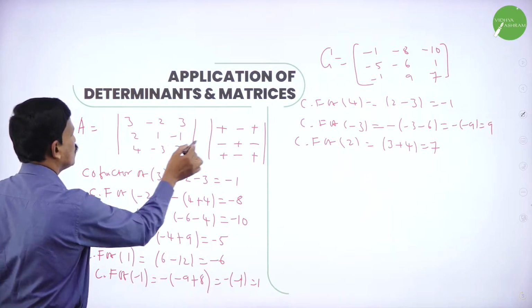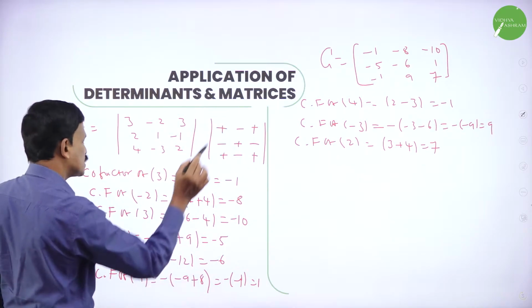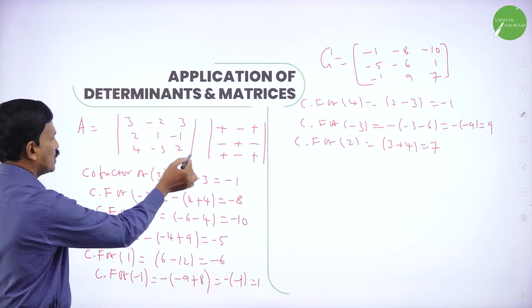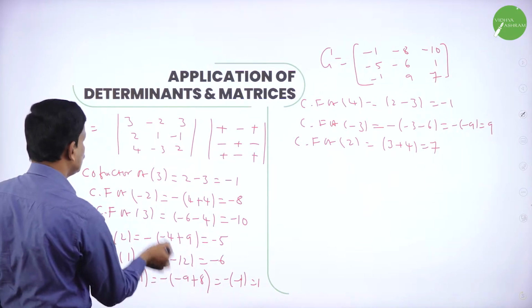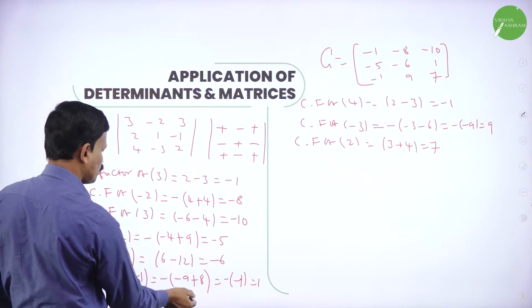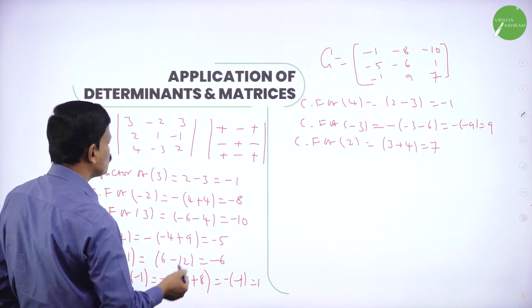Cofactor of 1, this row and column is gone, 3 2s are 6, minus 12, 6 minus 12 is minus 6, correct. The cofactor of minus 1 is negative out, this is gone, 3 3s are 9, minus into minus plus, 9 plus 8, minus 9 plus 8 is minus 1, minus into minus plus, correct.